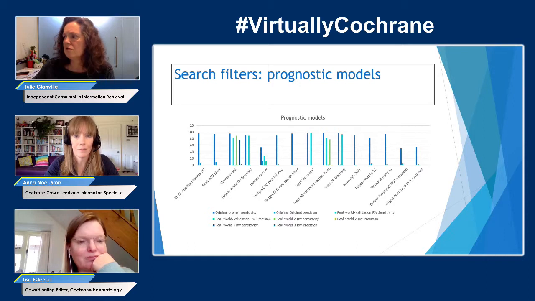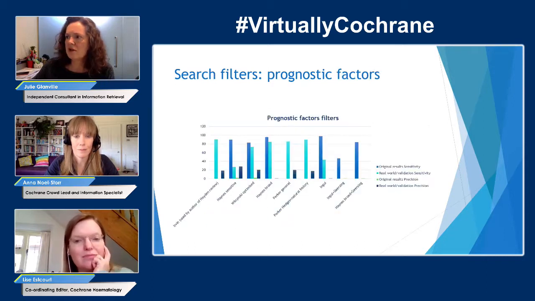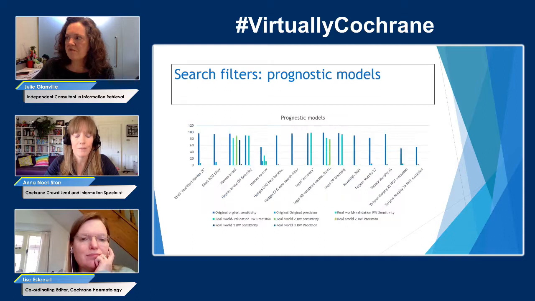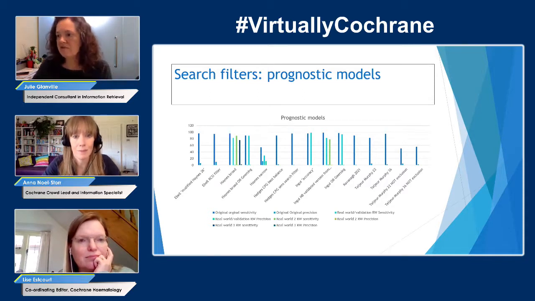So the previous one was for prognostic factor studies. This is performance of filters for prognostic models. And again, you can see the Haynes Broad one, the third one along, where sensitivity drops off in validations.